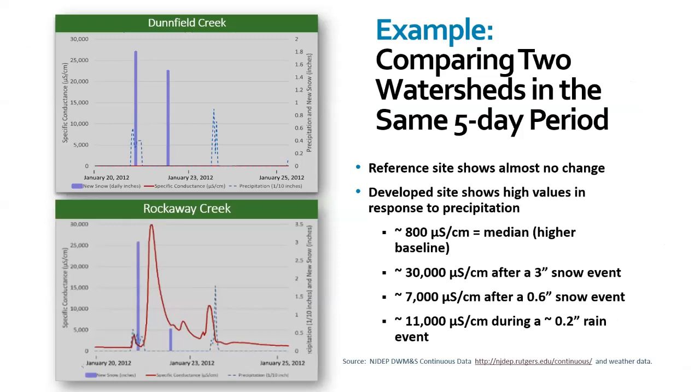So this slide compares data from the undeveloped watershed on the previous slide, contrasted with a nearby developed watershed for the same 5-day period. During this time period, the two sites experienced the same 2 snow events, and the same scale is used on both, so you can compare them. So on the top graph, the specific conductance in Dunfield Creek is constant and close to 0. And in contrast, Rockaway Creek shows a dramatic increase in specific conductance following snow events. And the peak was nearly as salty as seawater.